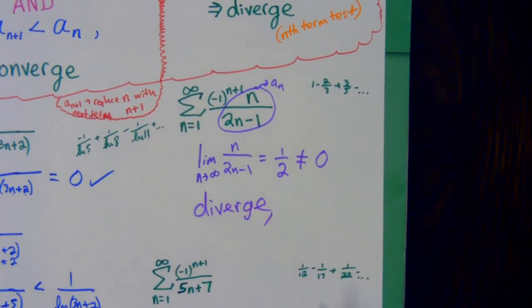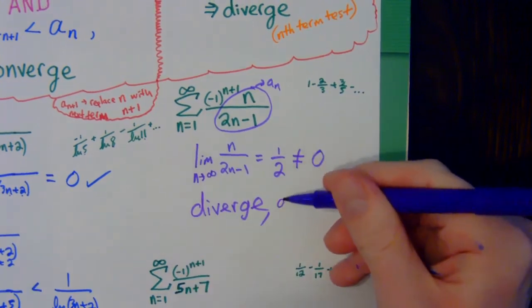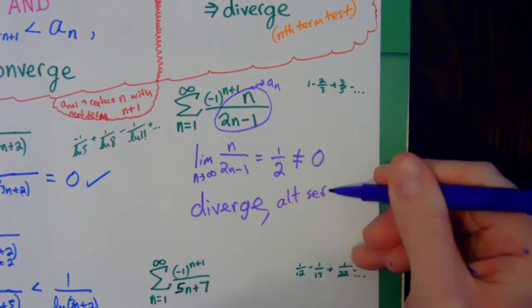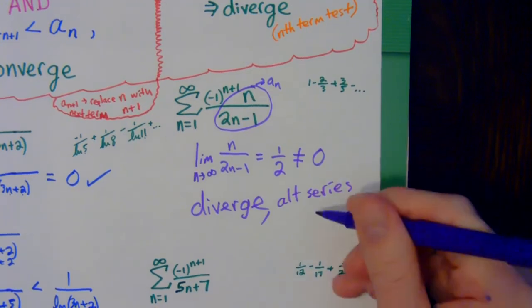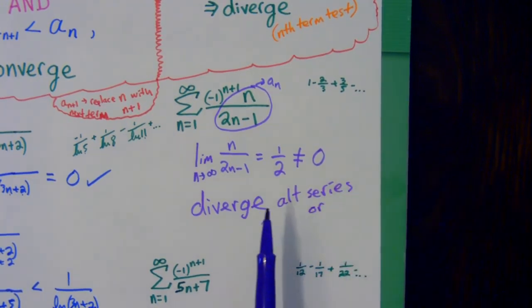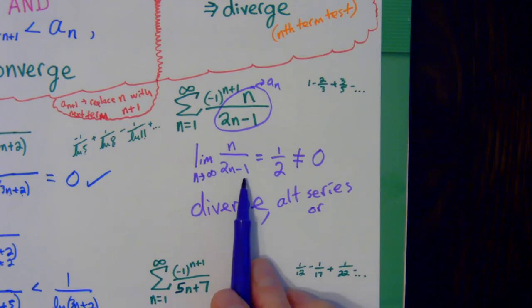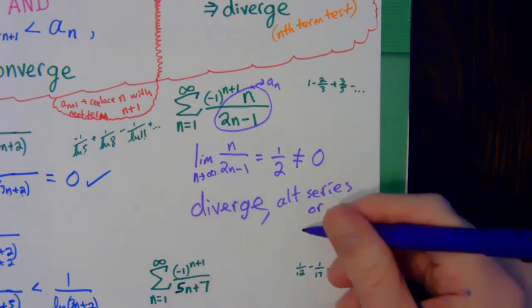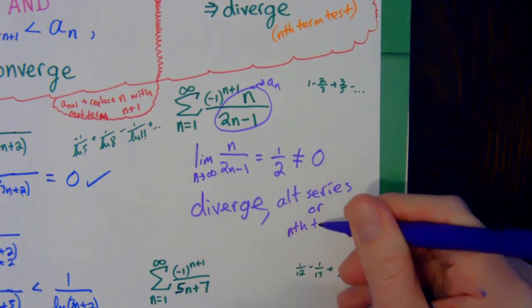Now you got an option here. This was an alternating series, so you could use your reasoning. This is part of your alternating series test. Or, okay, that is your nth term test. When you do a limit as n approaches infinity, you get anything other than 0, you could also use your nth term test right there.